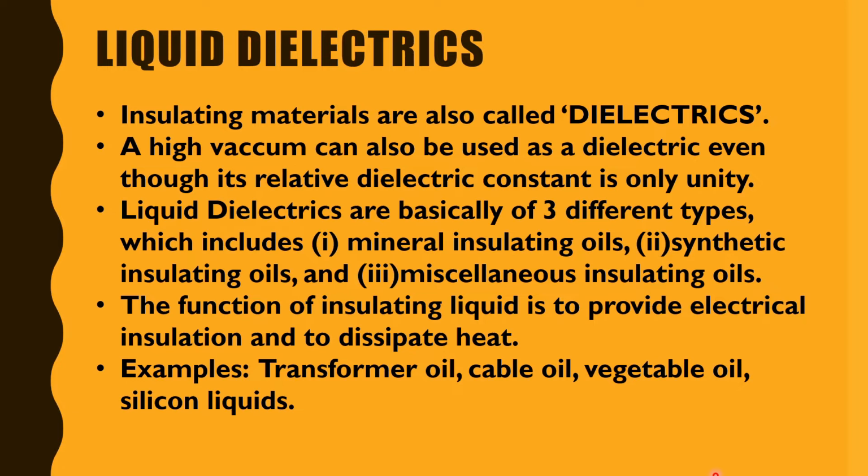A very high vacuum can also be used as a dielectric, even though its relative dielectric constant is only unity. Moreover, when we talk about liquid dielectrics, they are basically of three different types. First is the mineral insulating oils, second is the synthetic insulating oils, and third is the miscellaneous insulating oils. Basically, the function of an insulating liquid is to provide electrical insulation and to dissipate heat. Examples are transformer oil, cable oil, vegetable oil, and silicon liquids. This is the basic thing you need to know about dielectrics.